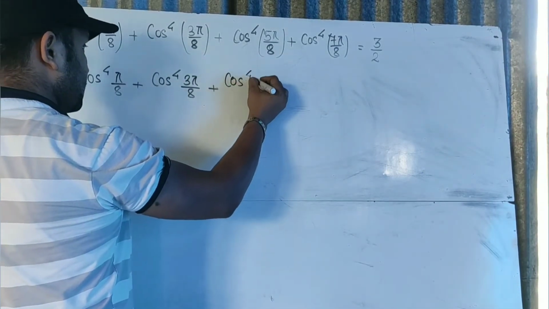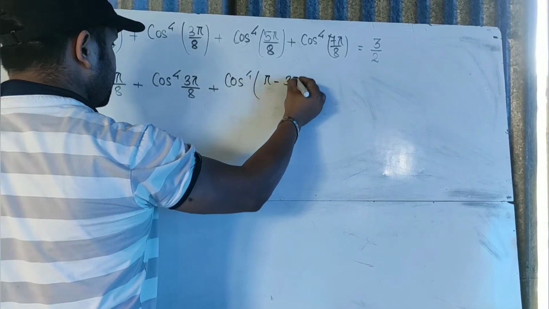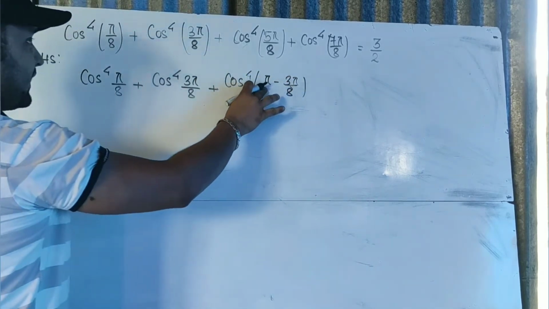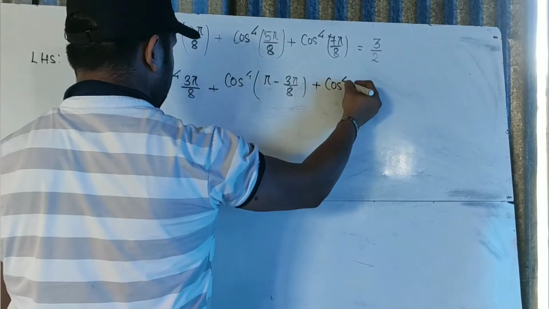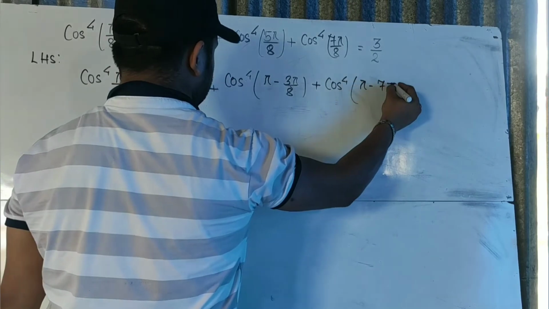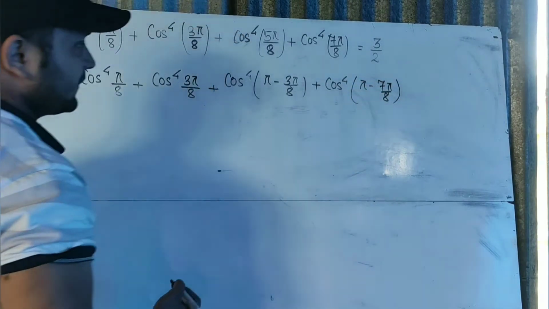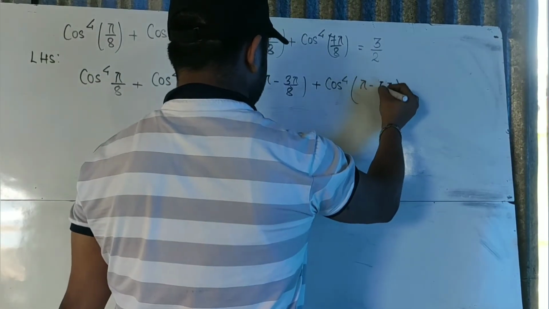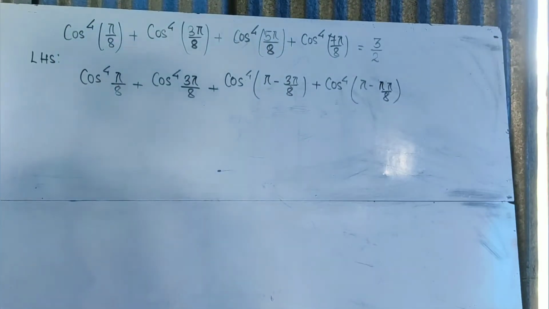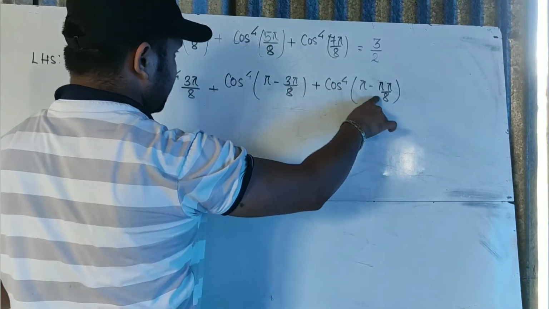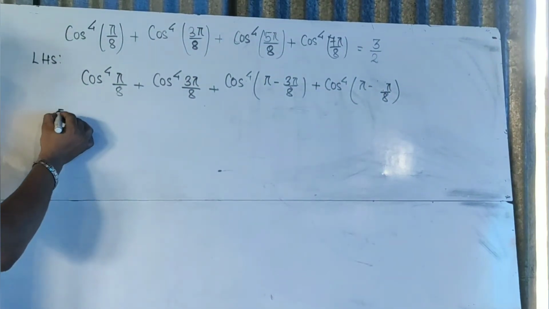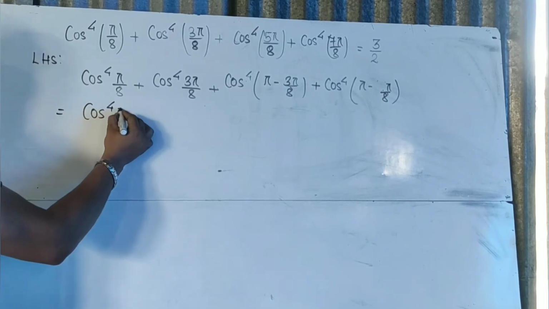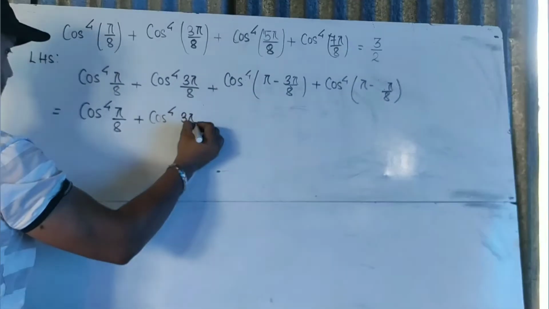We'll write here cos to the power 4, pi minus 3 pi by 8. 8 into pi gives you 8 pi. 8 pi minus 3 pi is 5 pi. Cos to the power 4, pi minus pi by 8. This also gives you cos to the power 4 of 7 pi by 8. 8 into pi gives you 8 pi. 8 pi minus pi gives you 7 pi. Now cos to the power 4 pi by 8 plus cos to the power 4 3 pi by 8.